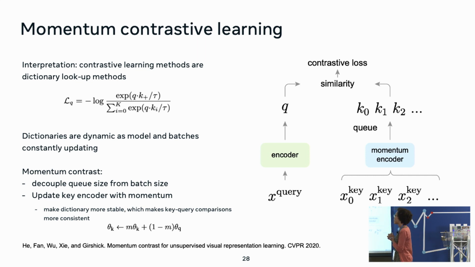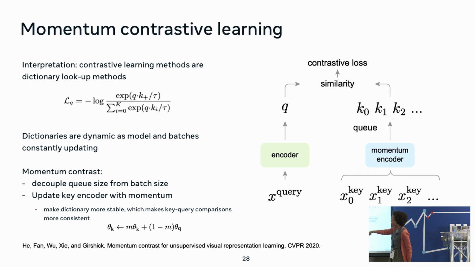as you see here, right? So they're updated in this way. That means that the queries and the keys are generated using different models, right? The query is generated with a model that's constantly being trained online, and the keys are being generated with a different model that's a kind of slowly varying version of the query model. So you can see here it's formulated below.